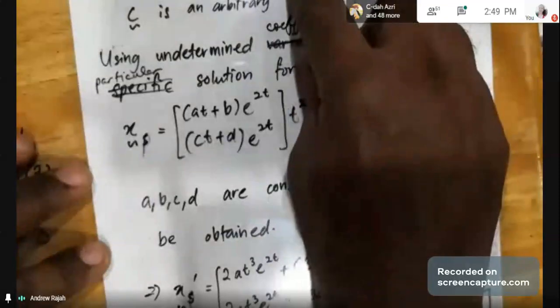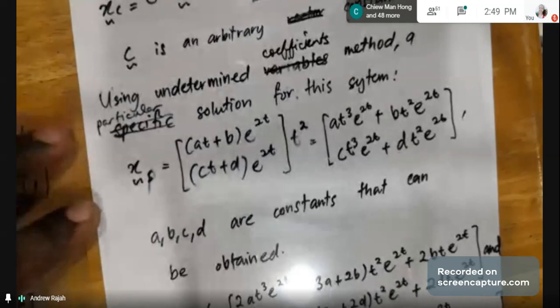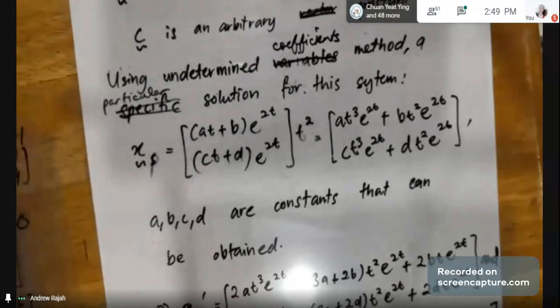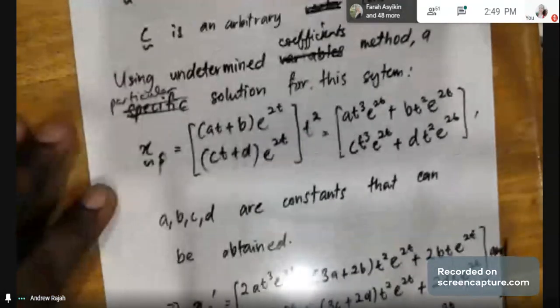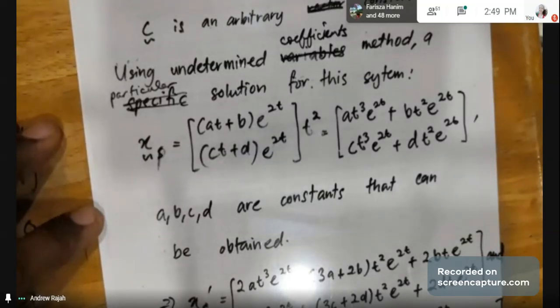Because the question itself has 2t times e to the power of 2t as the non-homogeneous part. Can you see the question? The non-homogeneous part is made of 2t times e to the power of 2t. Are you following what I'm saying?